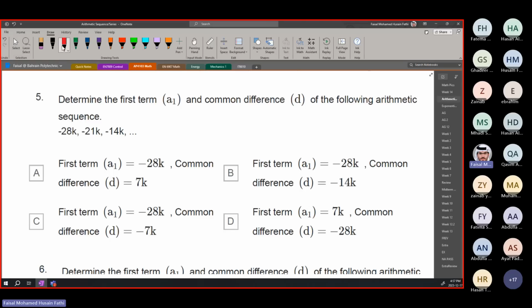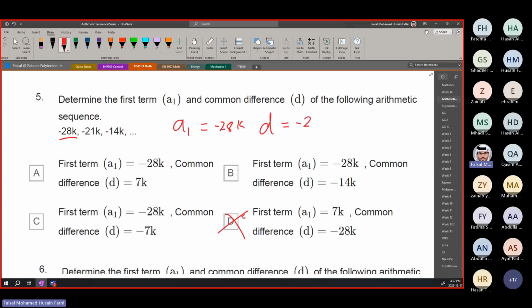Yalla, quickly answer this. What's A1? What's the common difference? Very quickly. These should be free answers. Free. So A1 is minus 28K. So all of these have minus 28K except this one. It's not D. What's the common difference?